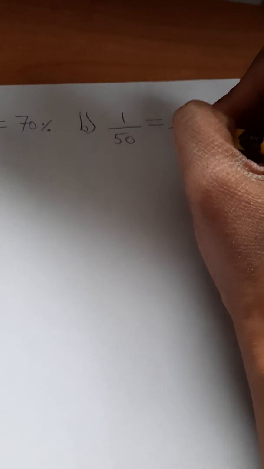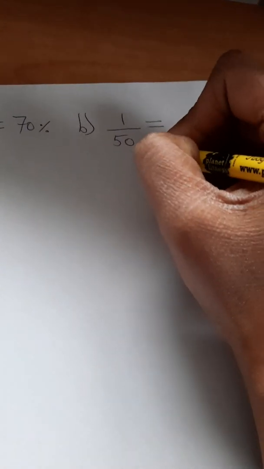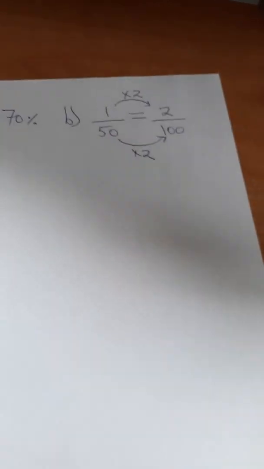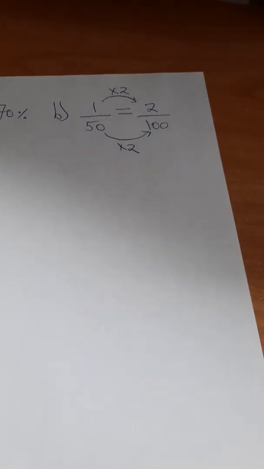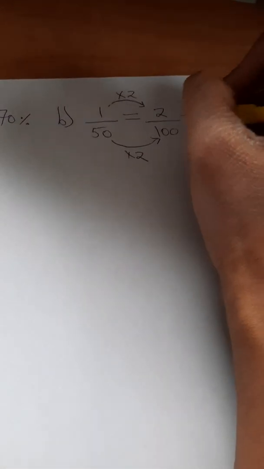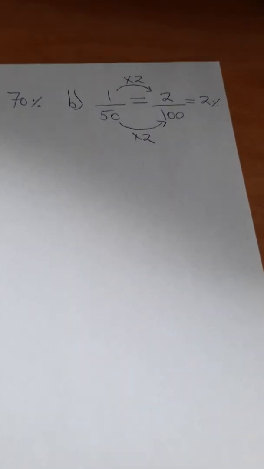So 1 over 50 is the fraction that's given. And that's actually all that's given in the textbook here. So they expect you to show all your work as you're doing it. So I'm going to put it over 100, just like this. And then 50 times 2 is equal to 100. So I'm doing the same thing on the top. I'm going to do 1 times 2, which is equal to 2. So this is basically 2 over 100, which is equal to 2%.